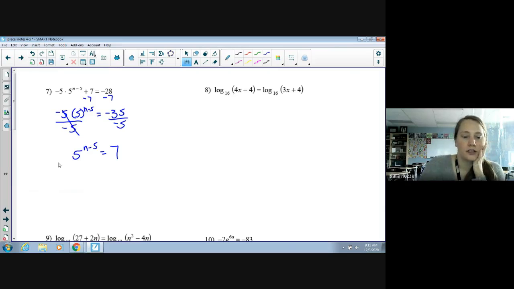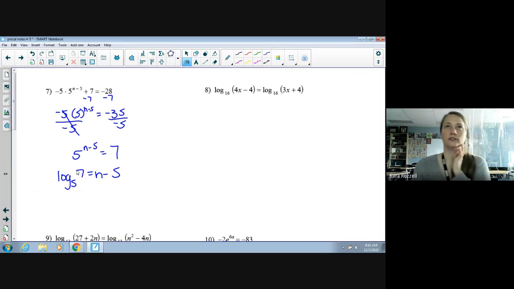All right. So hopefully we wrote this: log base 5 of 7 is equal to n minus 5. Everybody good? Okay. Then we'll evaluate log base 5 of 7 in our calculator: log 7 divided by log 5, and get that number, which is something like 1.2, yada yada.